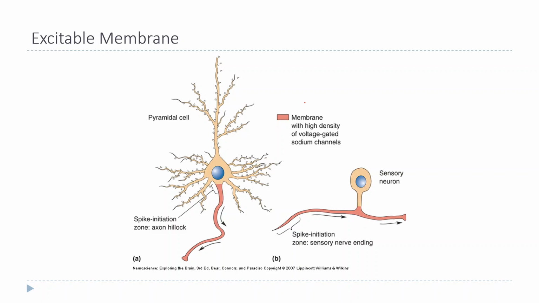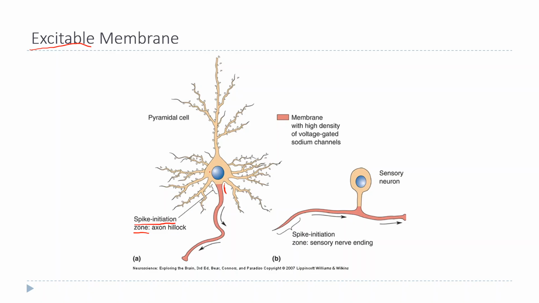So really, the parts of a cell that have lots of these channels we call excitable membrane. By definition, an excitable membrane is part of a cell that has enough voltage-gated sodium channels that an action potential can be generated and propagated. So for a typical neuron, the excitable membrane starts at the axon hillock, the place where the axon attaches to the cell body. And in fact, we call that zone the spike initiation zone, because that is where spikes or action potentials can start.